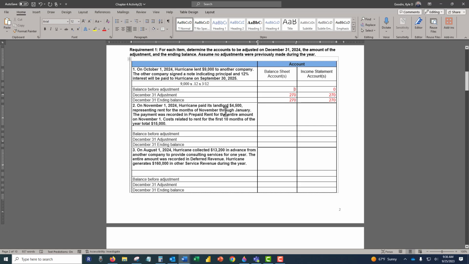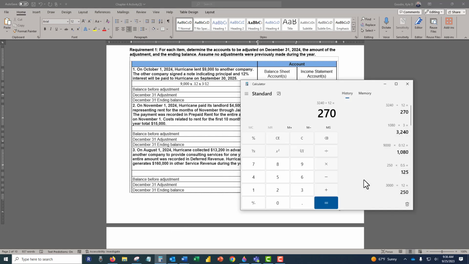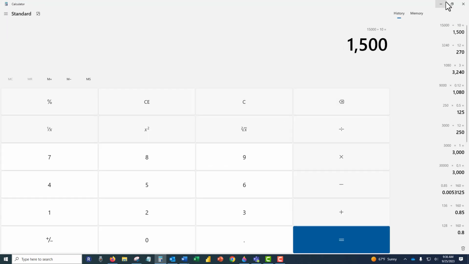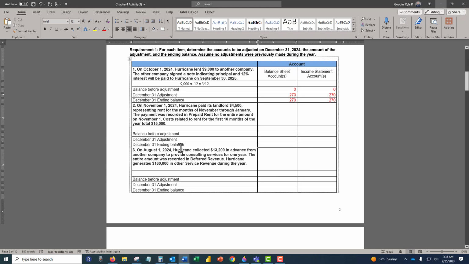Costs related to rent in the first 10 months of the year total $15,000. So here we can just say 15,000 divided by 10. So we are paying $1,500 per month in rent. Okay, so what are our adjustments here? What are the accounts that we need to be paying attention to here?